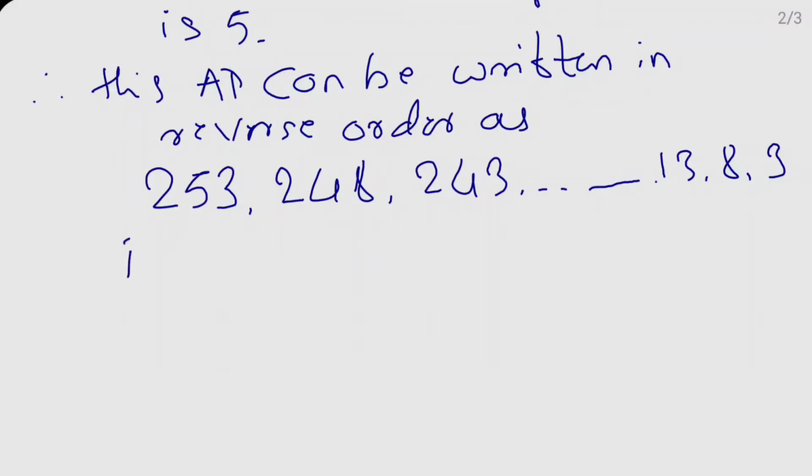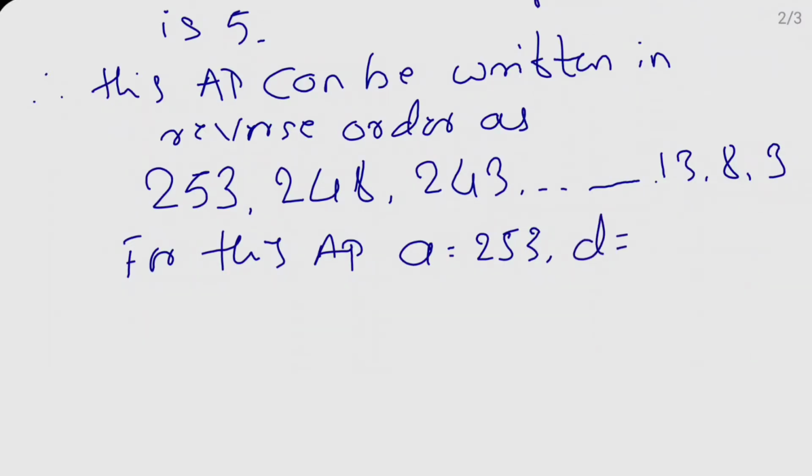So write down here: for this AP the first term a is 253 and the common difference d is 248 minus 253, we got minus 5. Here the common difference is minus 5 when we are writing in reverse order. If it is in the original form, the common difference is plus 5. Now it is in reverse order, so the common difference is minus 5. Is it clear? And here we want the 20th term, it means n equals 20.